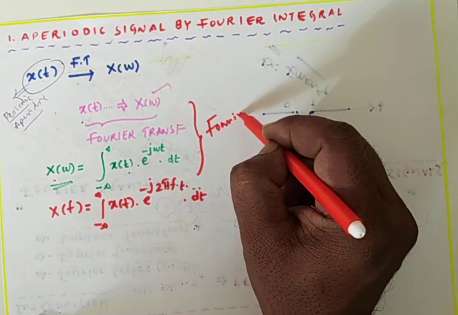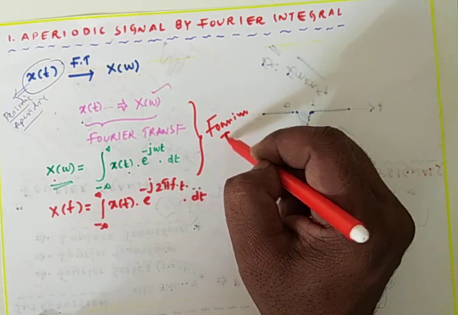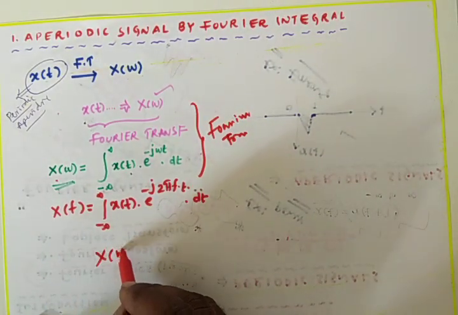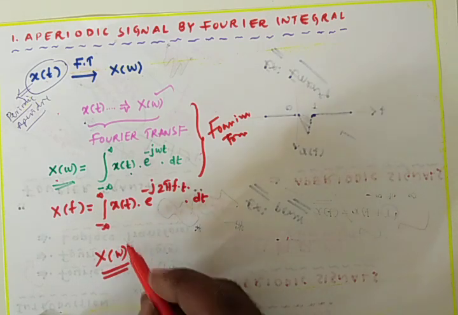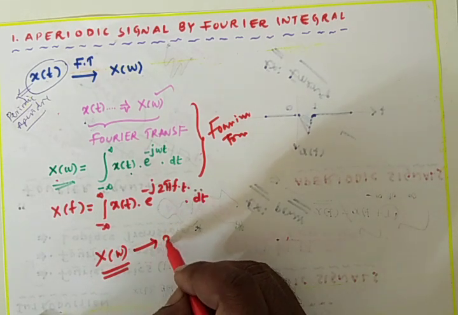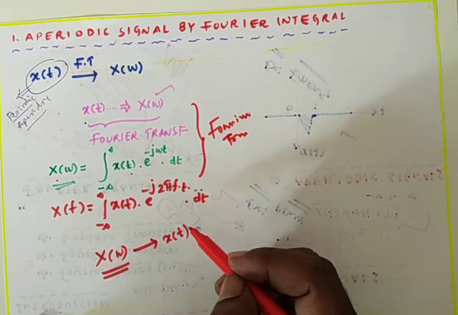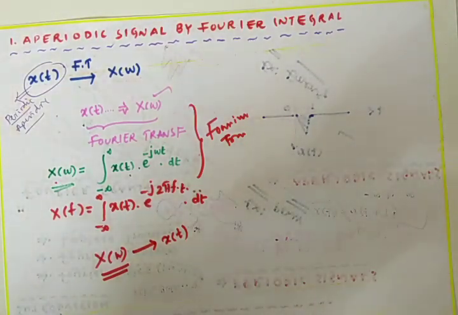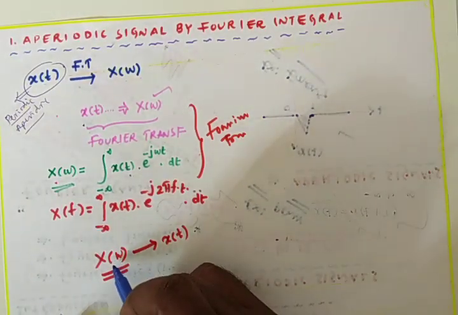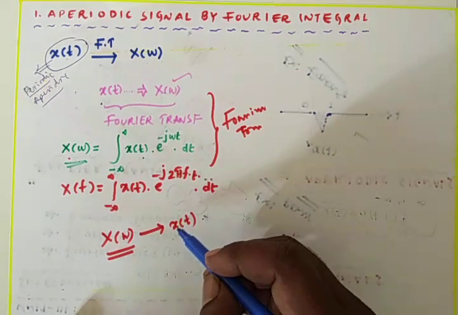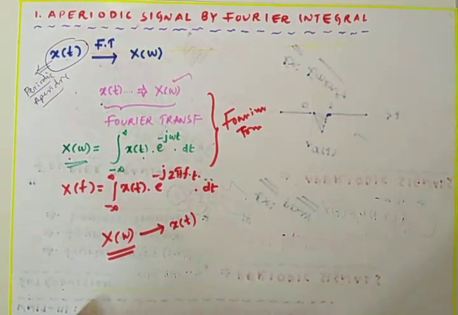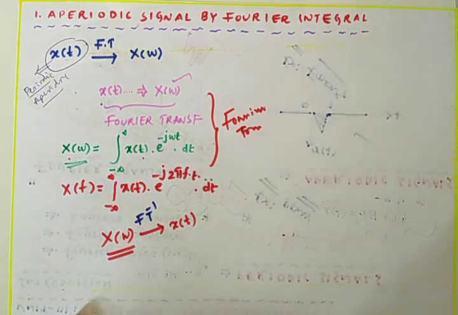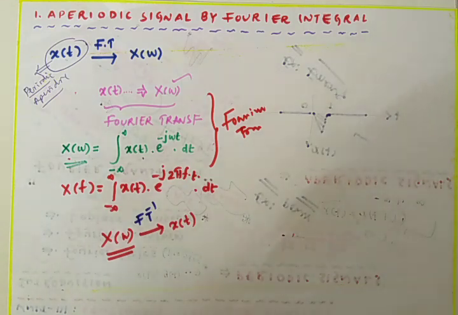For example, I have x of omega, which is a frequency domain signal. I want to get x of t, that is the time domain signal, and in that case we have to apply the inverse Fourier transform. That means we have the frequency domain signal but we want the time domain signal, so we apply the inverse Fourier transform.